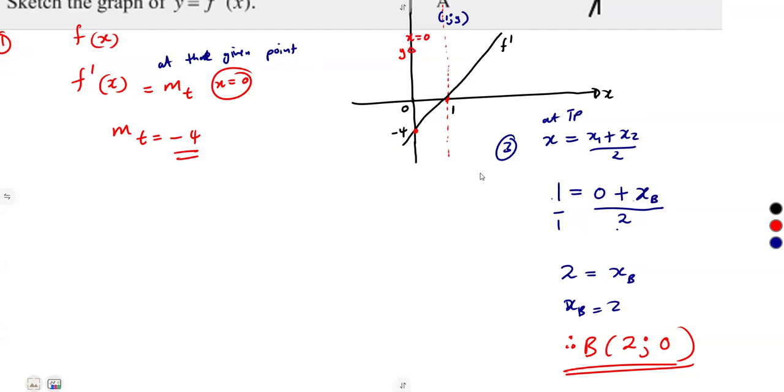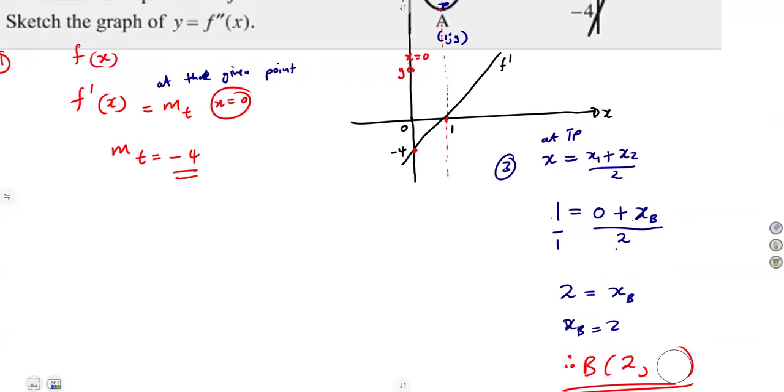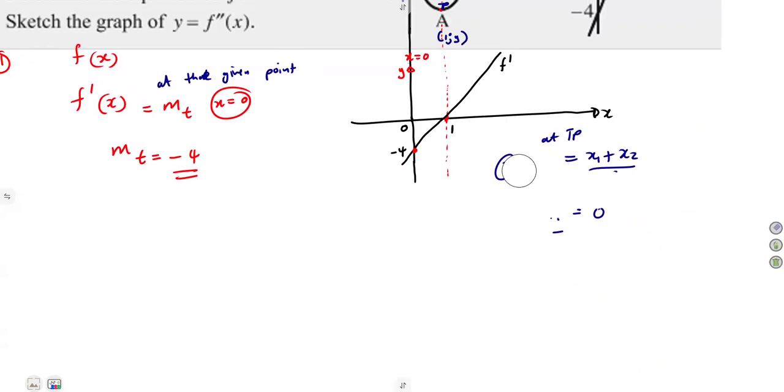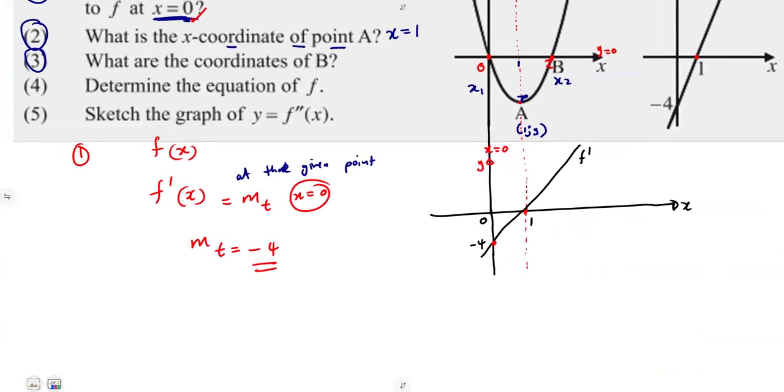So that is how we play around with these questions. You have the value of B there. That is it from the x-intercept of the original graph as it was. Then determine the equation of f.